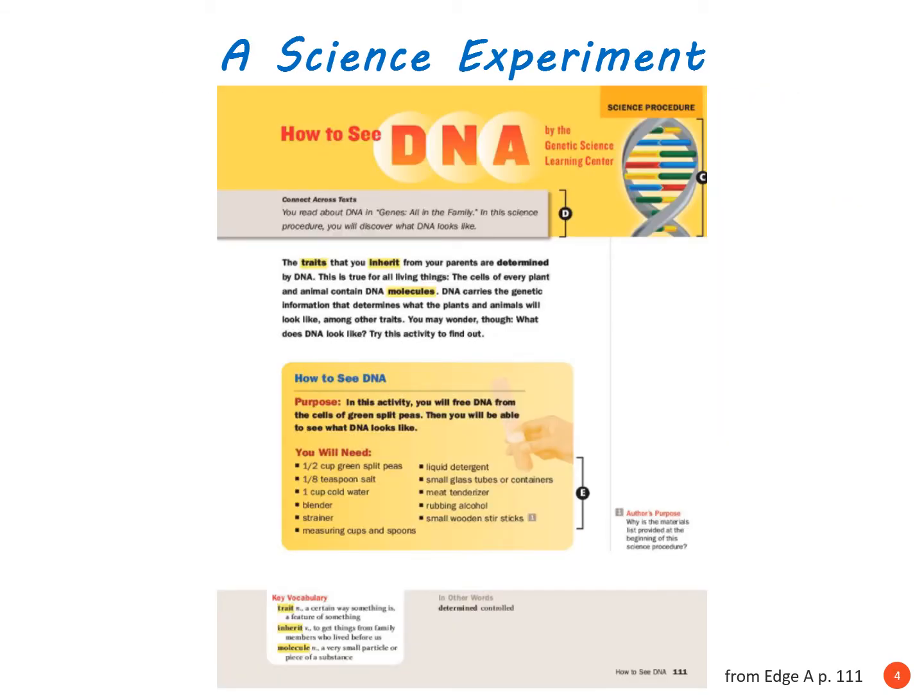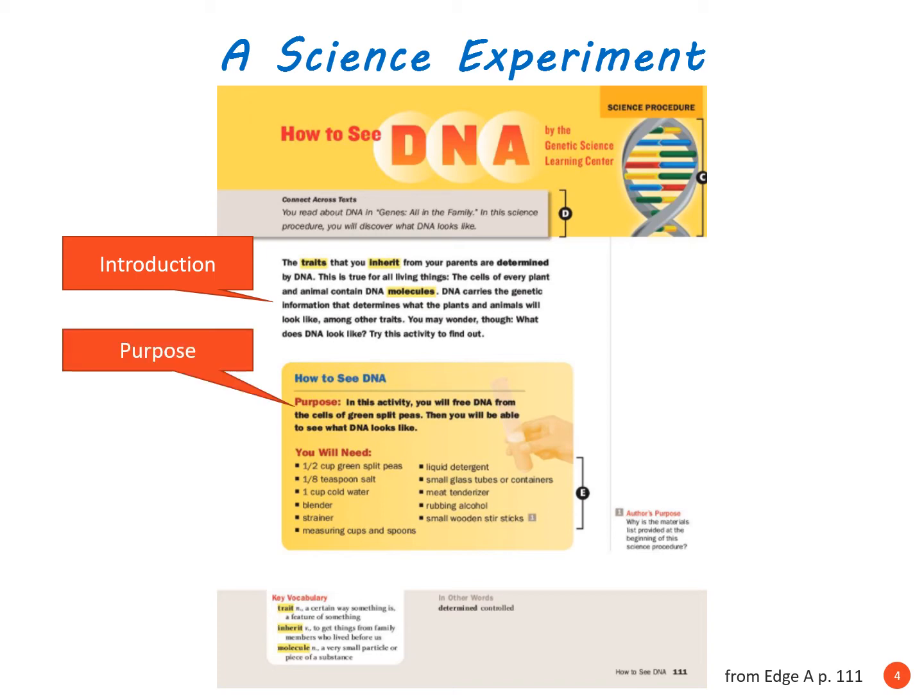We use procedures in school also. In math, you might learn the procedure for solving a quadratic equation. In science class, you might carry out an experiment like this one from your Edge book. In a science experiment like this, there is some background information in the introduction. It gives you an idea of the topic or theme of the experiment. Then you find the purpose, or the reason why you are doing this experiment. Next, you find a list of materials and equipment.